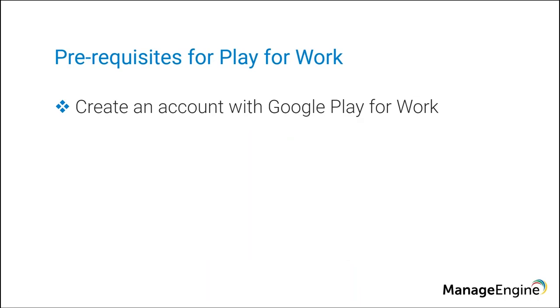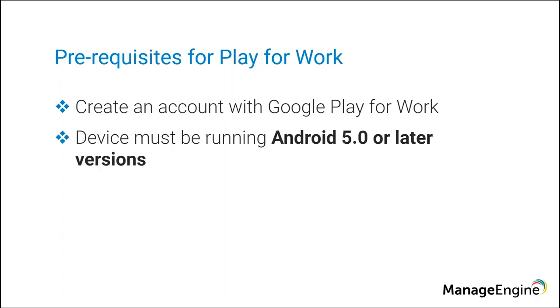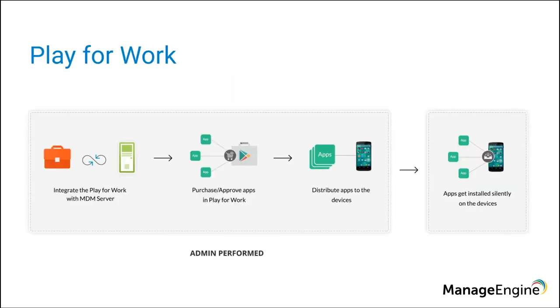So the prerequisites for the Play for Work solution is first you'd have to create an account with Google Play for Work. It can be a regular account, a regular@gmail.com, or it can be a G Suite account with your company domain name. And the devices must be running 5.0 or above. So in order for the Play for Work solution to work, the devices must be running 5.0 and above.